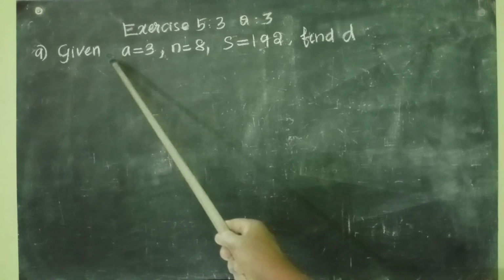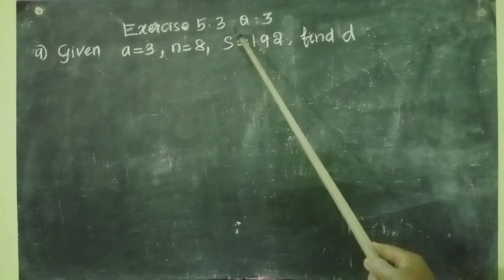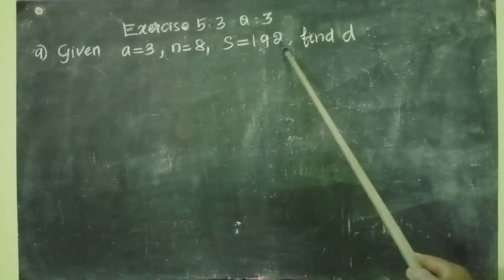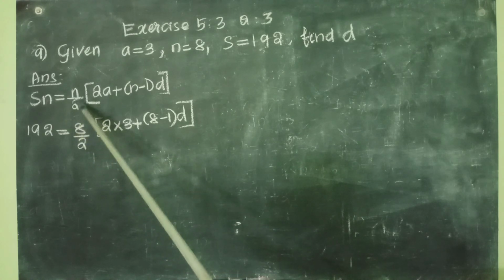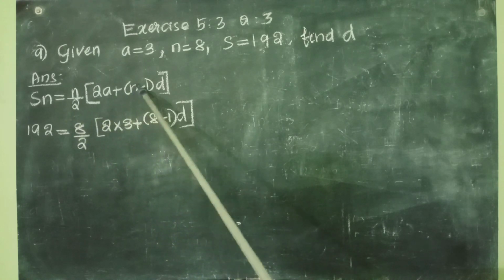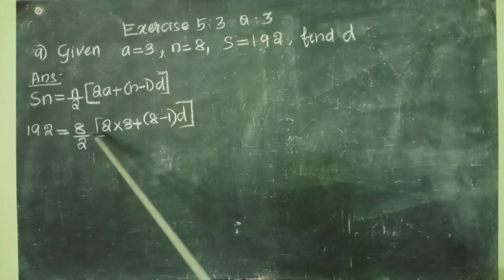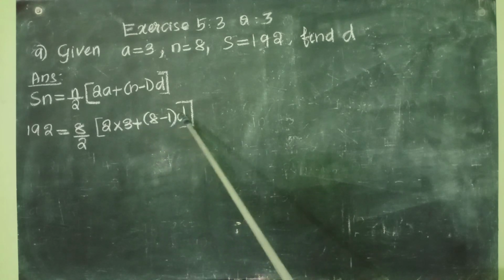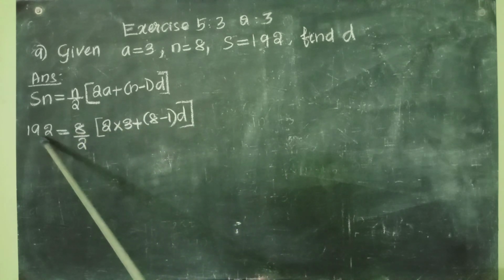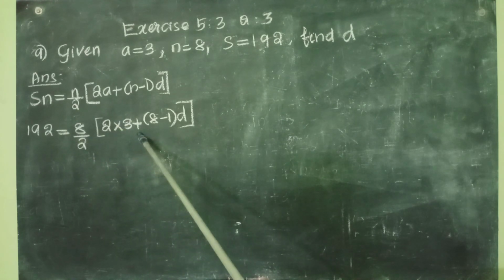Question number 9. Given a equal to 3, n equal to 8, s equal to 192, find d. We have Sn equal to n by 2 into 2a plus n minus 1 into d. That is 192 equal to 8 by 2 into 2 into 3 plus 8 minus 1 into d, because Sn equal to 192, n equal to 8, a equal to 3.